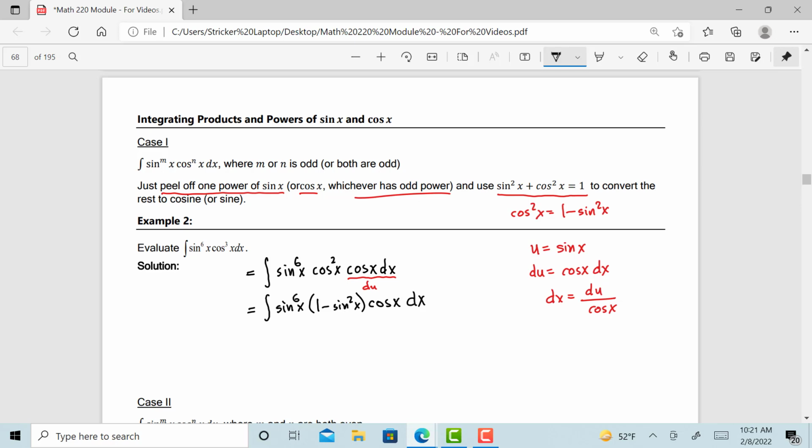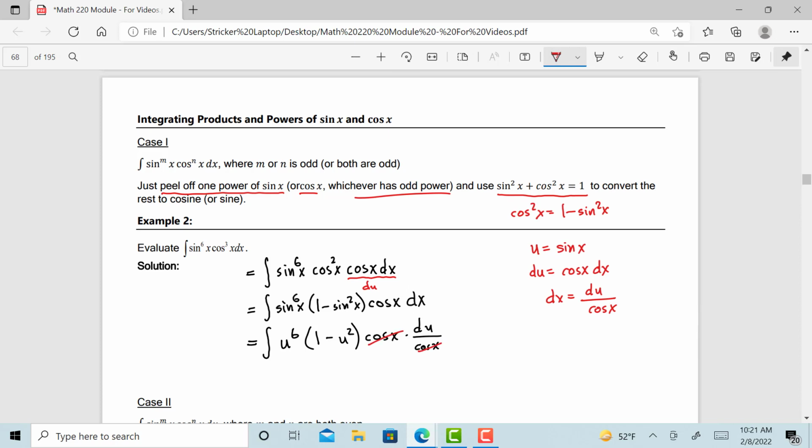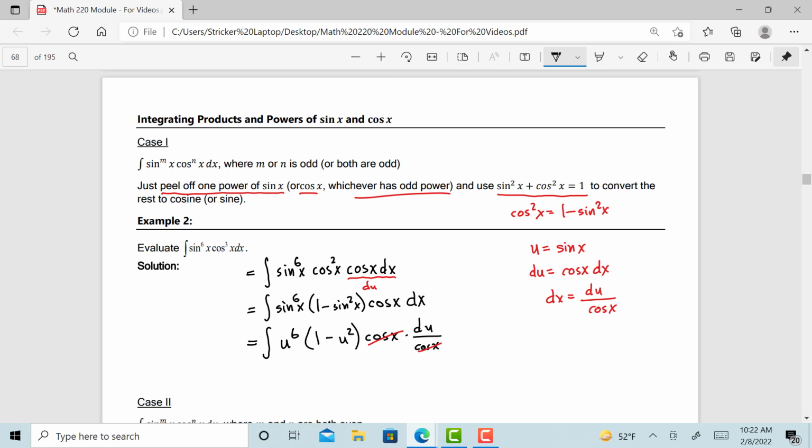And now we're ready to make our u substitution. So instead of sine of x to the 6th, that's going to be u to the 6th. And then we have 1 minus u squared. And then we have cosine of x times du over cosine x. And of course, our cosine x's are going to cancel. And so we got this nice integral to work with.